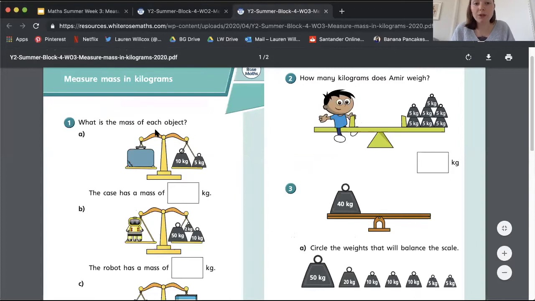Okay, so what is the mass of each object? So this picture I used on our slide. So we've talked about this one already.